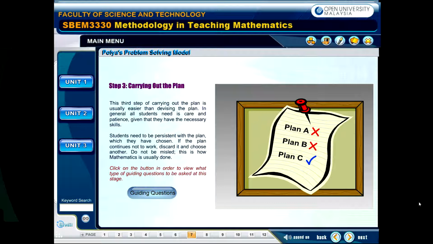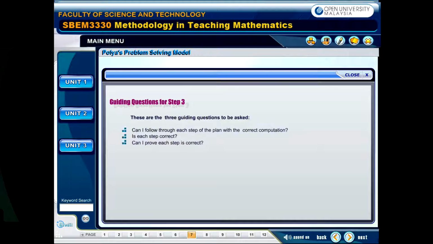Click on the button in order to view what type of guiding questions to be asked at this stage. These are the guiding questions to be asked. Can I follow through each step of the plan with the correct computation? Is each step correct? Can I prove each step is correct?